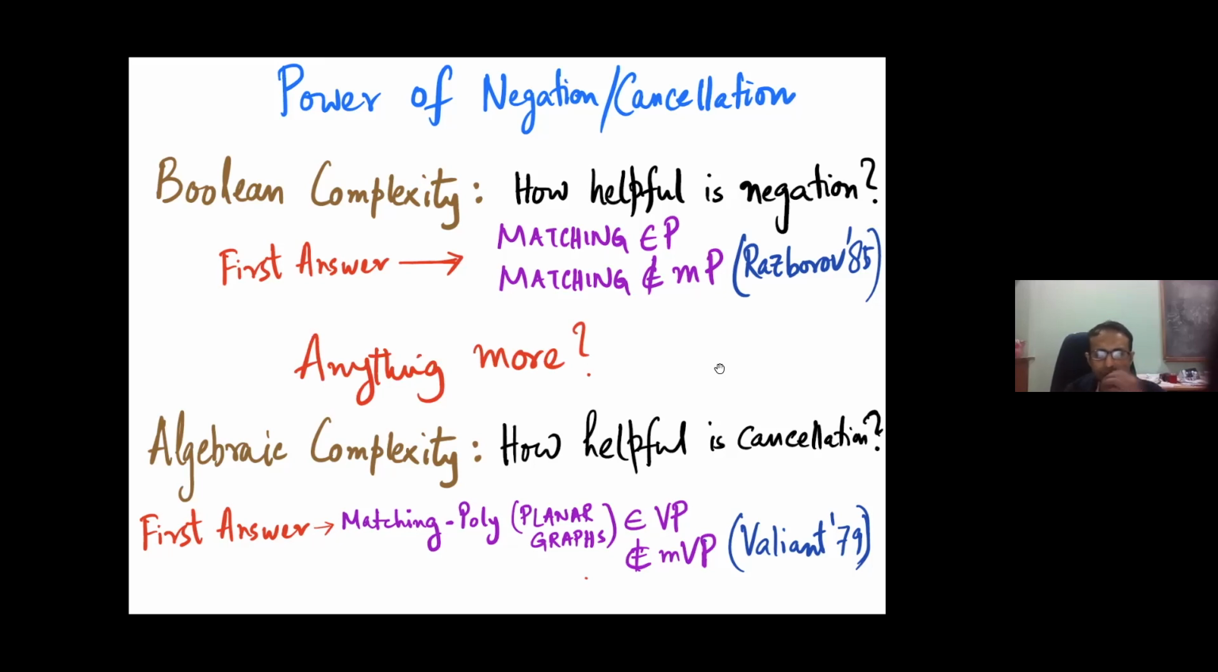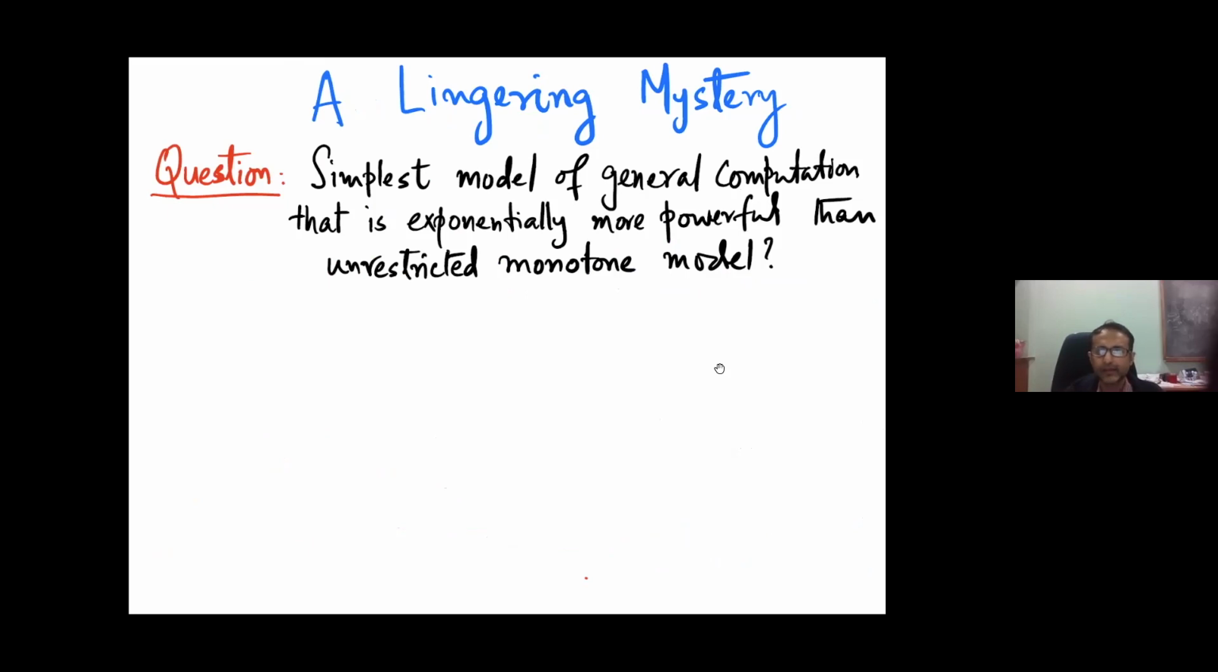So then you may ask, what's there more to know? In the same spirit, we would like to ask this question in this talk, which is the following. It's a very natural question. We want to understand what is the simplest model of general computation that allows for negation and cancellation, which is exponentially more powerful than the most powerful monotone model, the unrestricted monotone model. That's the question that we want to understand.